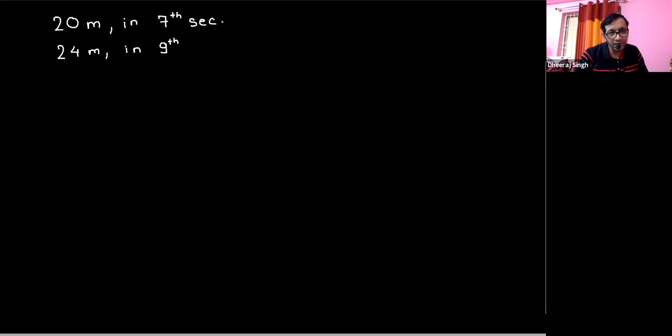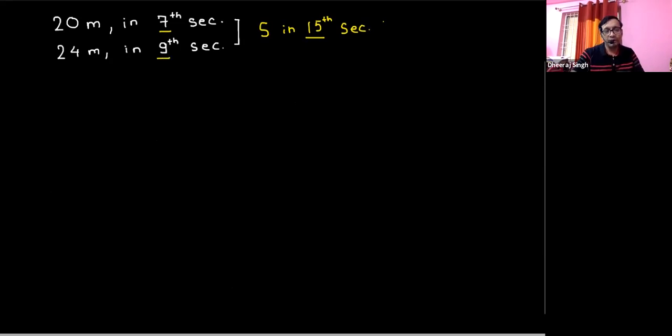Here is the question, guys. The question is, a body covers a distance of 20 meters in 7th second, and 24 meters is covered in 9th second. You need to find out how much distance it will cover, distance covered in 15th second. All are just 1 second time periods, but which 1 second they are, that is different. Do it.